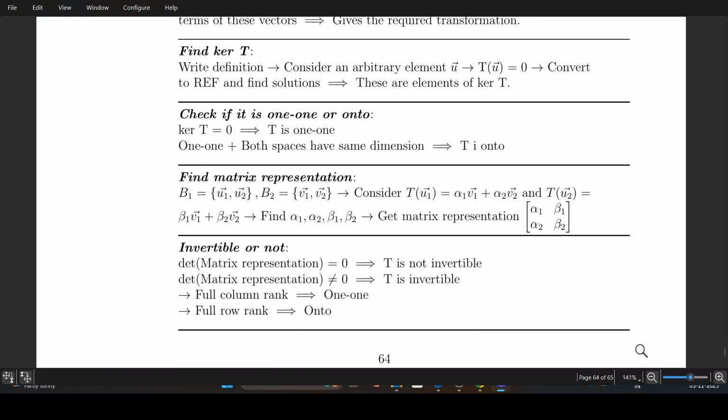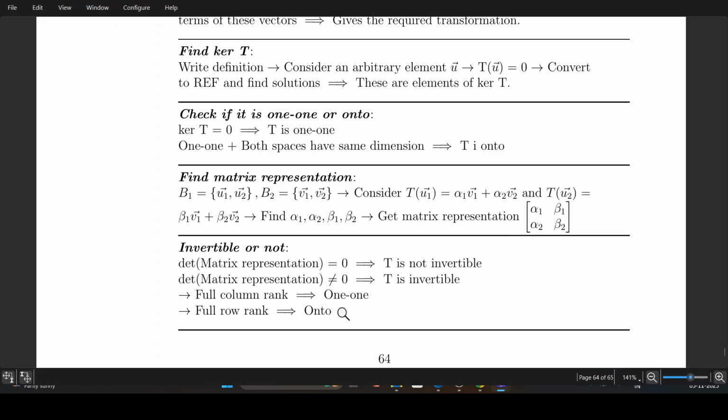Then we need to check if it is invertible or not. Right. So to check if a transformation, or the matrix representation of a transformation, is invertible or not, you just need to find its determinant. Okay, so if the determinant is 0, then it is not invertible. But if the determinant is non-zero, then the given transformation is invertible.